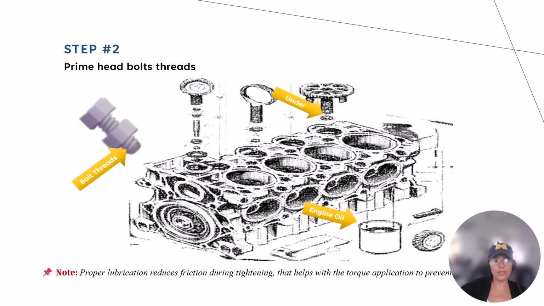All right, step two. Now that the head is in position and we're ready to install the bolts, but first we need to prime the cylinder head bolts threads with engine oil to ensure proper lubrication is applied. So start by applying a light coat of engine oil to the threads and under the head of each bolt. Remember, proper lubrication reduces friction during tightening. That helps with the torque application to prevent any damage to the bolts.